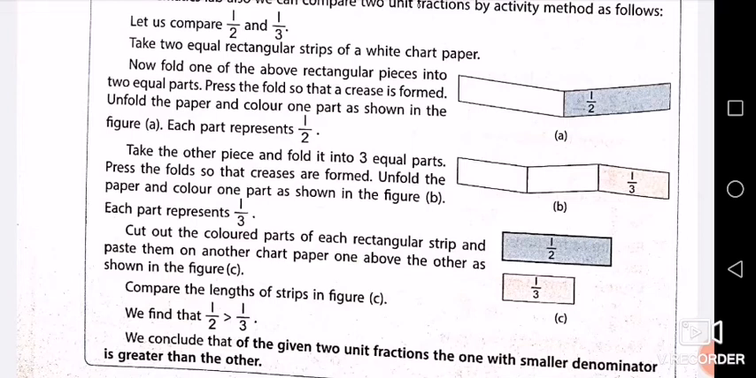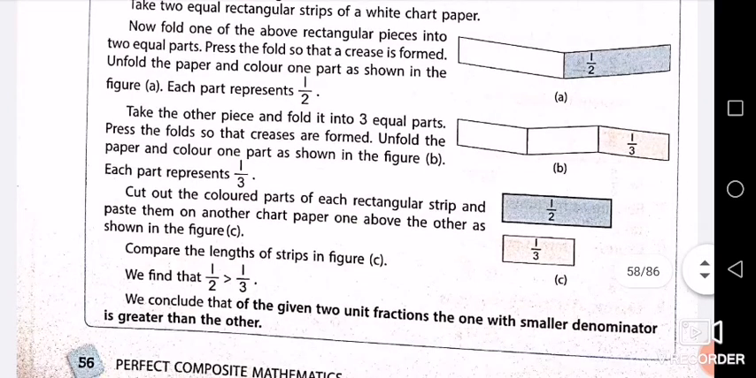We conclude that of the given two unit fractions, the one with the smaller denominator is greater than the other. Now this we have concluded for every question. We concluded that of the given two unit fractions, the one with the smaller denominator is greater than the other. So here we have compared two unit fractions 1 by 2 and 1 by 3.